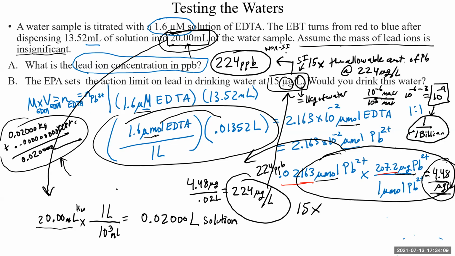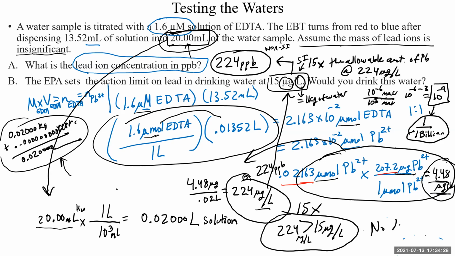So it's not a coincidence. Both answers are exactly the same thing. We had to calculate in micrograms per liter simply to compare to the 15. 224 is much bigger than 15 micrograms per liter. We just needed to see that we are comparing apples to apples. So no, don't drink the water. Don't drink the lead juice. I prefer my water like I prefer my gasoline, unleaded.